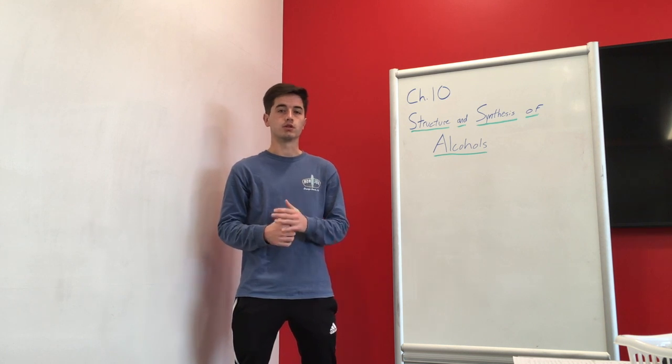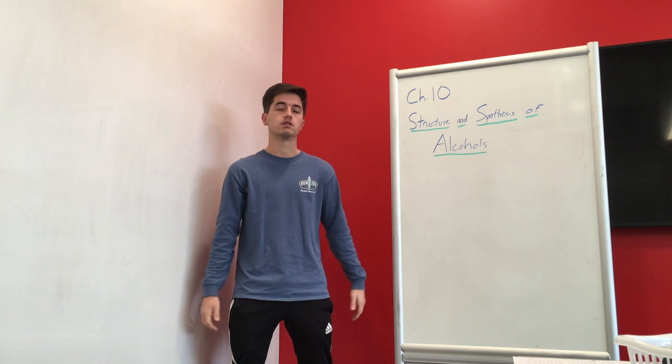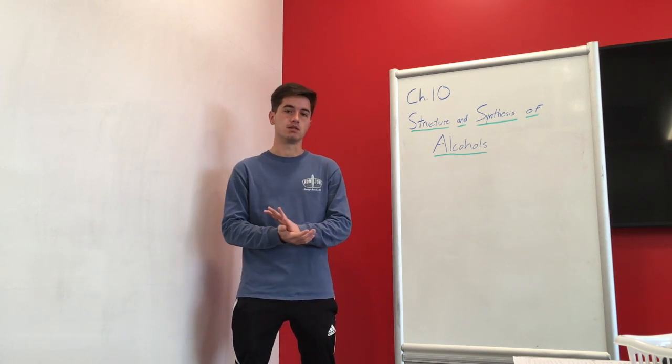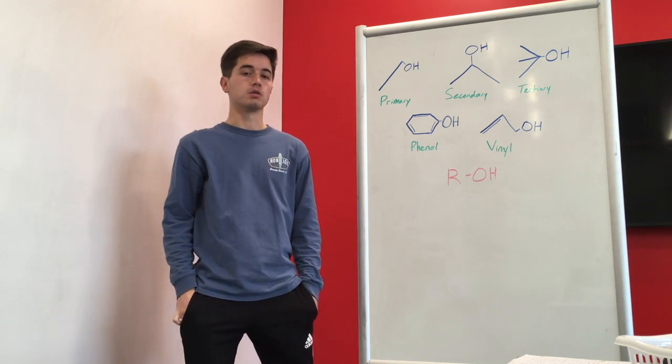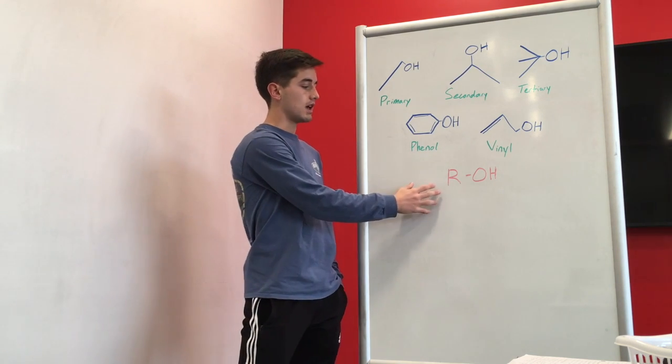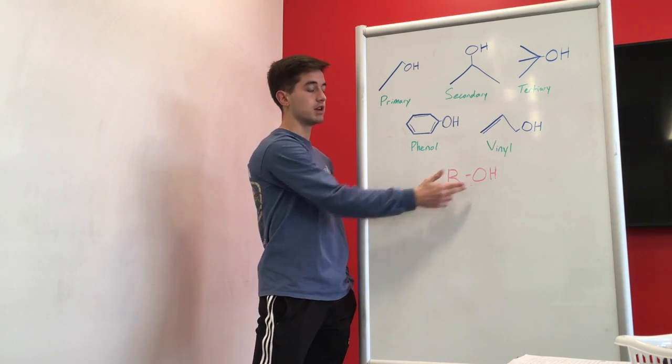I'm doing my video over chapter 10, the structure and synthesis of alcohols, and first let's look at the different types of alcohols. Down here I've written the basic structure of an alcohol group, and as you see it's just any carbon chain, carbon connected to an OH group.